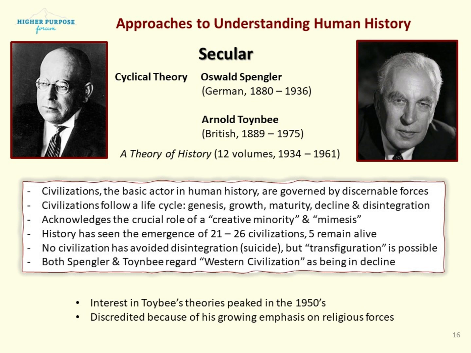Interest in Arnold Toynbee's theory peaked in the 1950s, and he became discredited in academia because of his growing emphasis on the role of religion in life. The further he went in his studies and the completion of his scholarship, the more his theories began to center on the importance of Christianity. So he kind of went out of favor in Western academia.